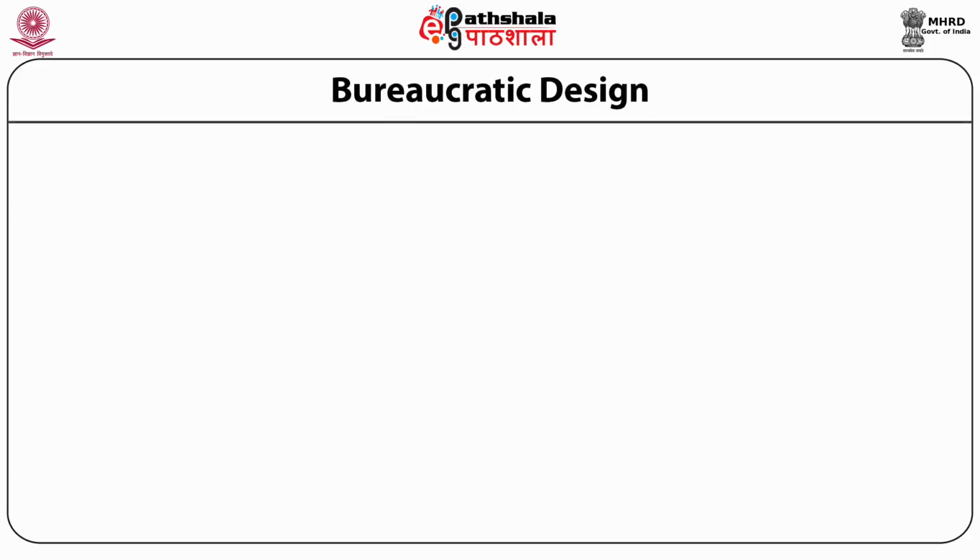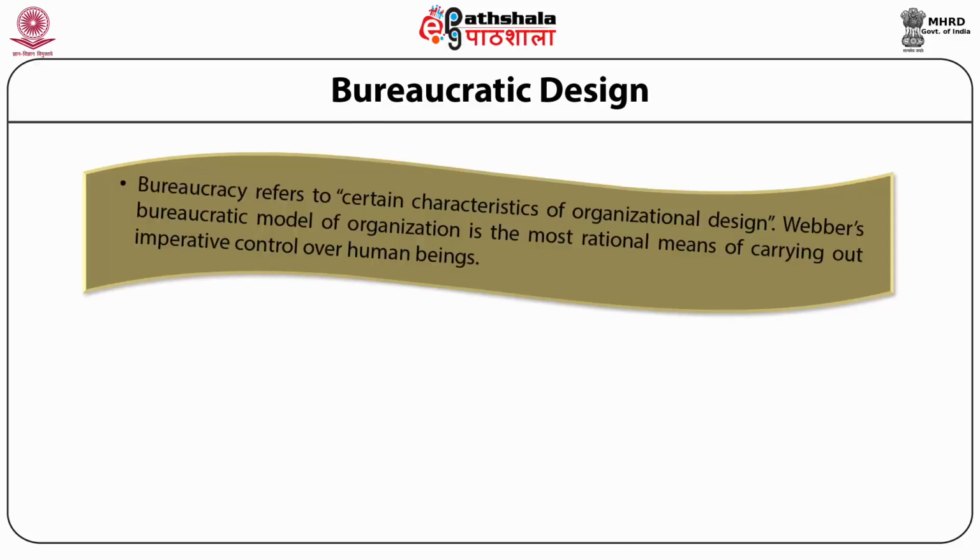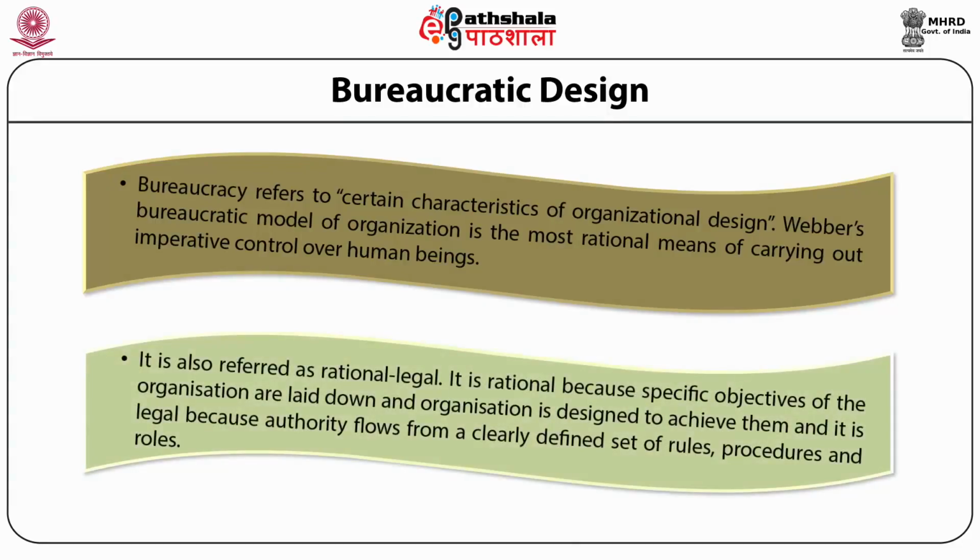The bureaucratic design. This design is based on Max Weber's bureaucratic theory of organization and management. Bureaucracy refers to certain characteristics of organizational design. Weber developed this model of the organization, which is the most rational means of carrying out imperative control over human beings. In Weber's view, bureaucratic organization is the most efficient form of organization. It is also referred to as rational legal. Rational because specific objectives of the organization are laid down and the organization is designed to achieve them. And legal because authority flows from a clearly defined set of rules, procedures, and roles.